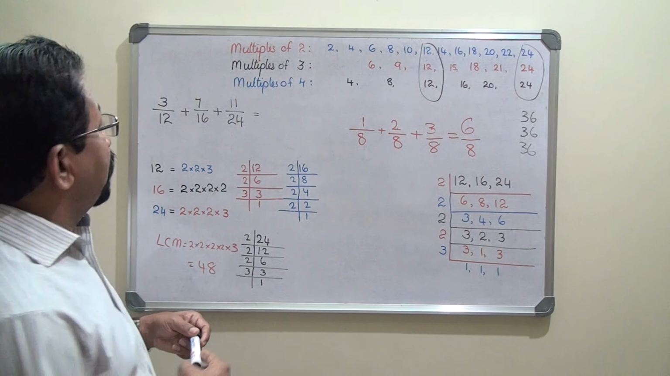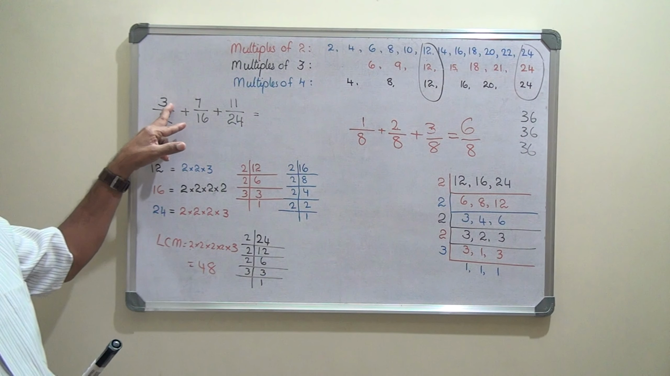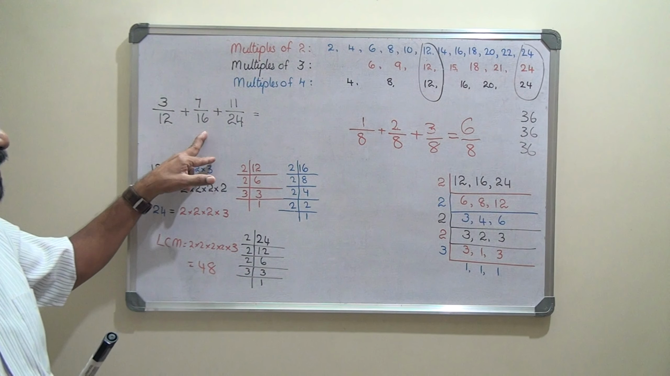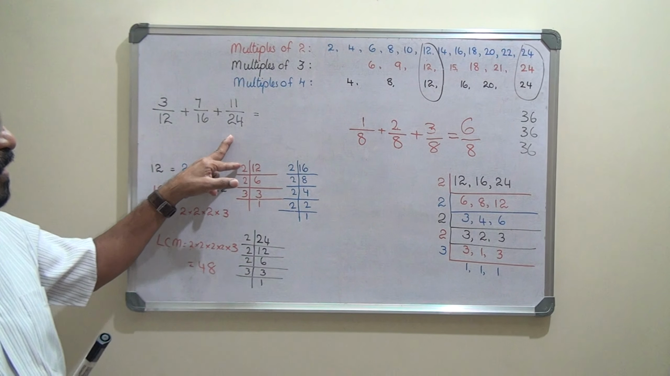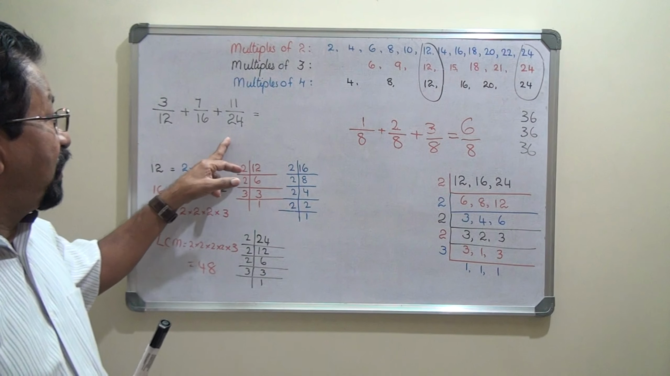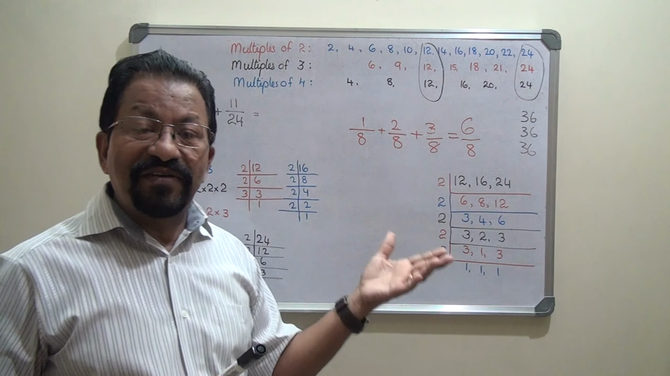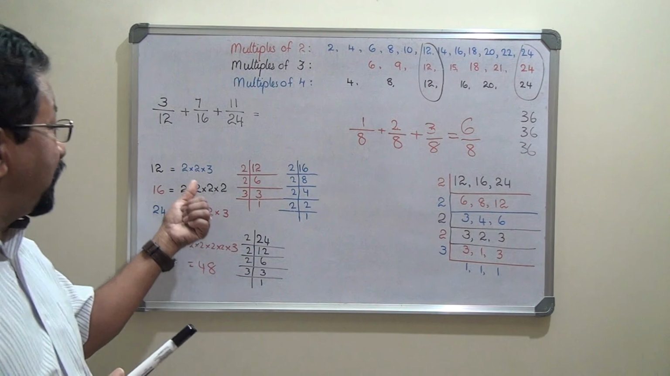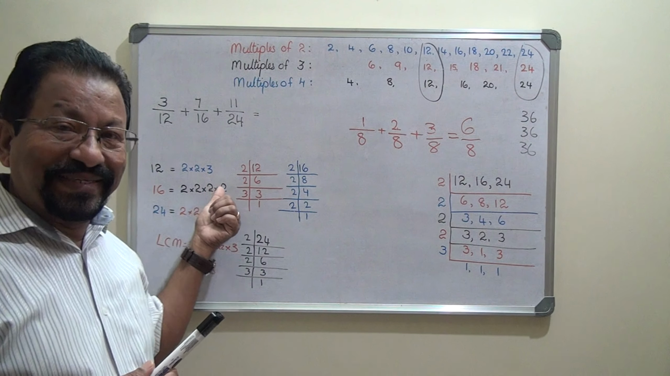After finding the LCM, there are 2-3 methods to add the fractions. For example, if you want to add the fractions 3 by 12 plus 7 by 16 plus 11 by 24, the denominators are different. What do we have to do? We have to take the LCM. We can take the LCM in different ways. The first method is finding the prime factors.